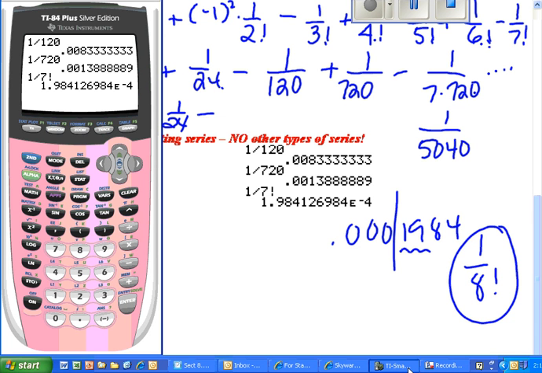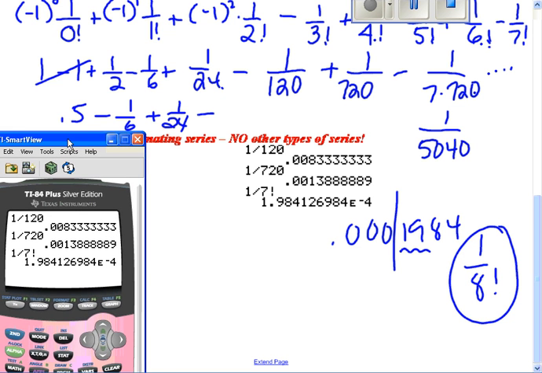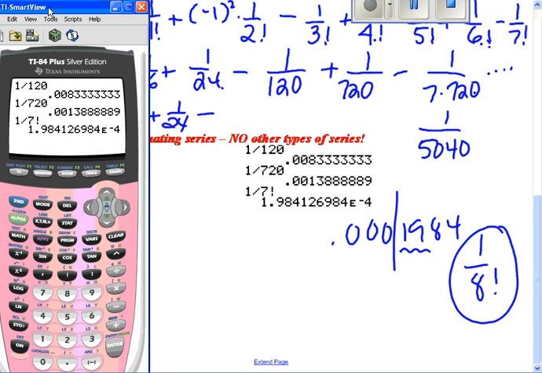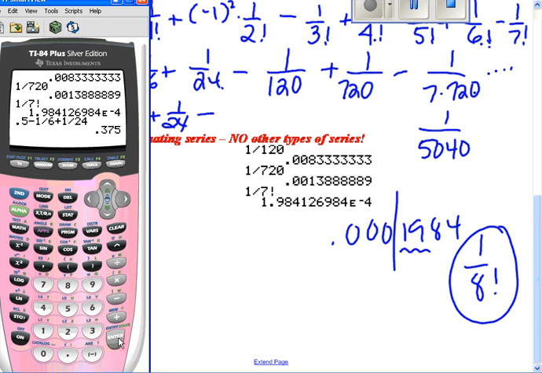So 3 decimal places. I want my number to be correct to 3 decimal places. So it's 0.5 minus the 6. So it's 0.5 minus 1 divided by 6. And then it's plus 1 divided by 24. We'll do that, 0.375. And then we did the minus 120.